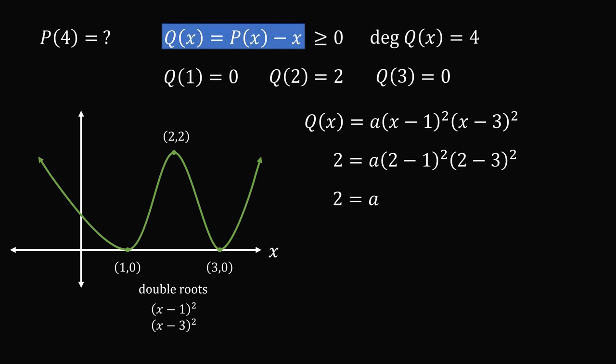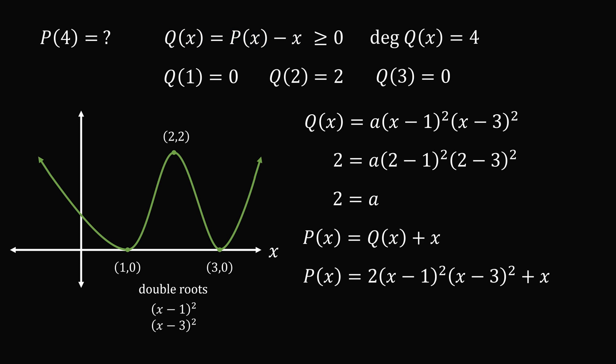Now we know that q of x is equal to p of x minus x. Adding an x to both sides will give that p of x is equal to q of x plus x. So we've solved that p of x is equal to 2 multiplied by the square of x minus 1 multiplied by the square of x minus 3 plus x.